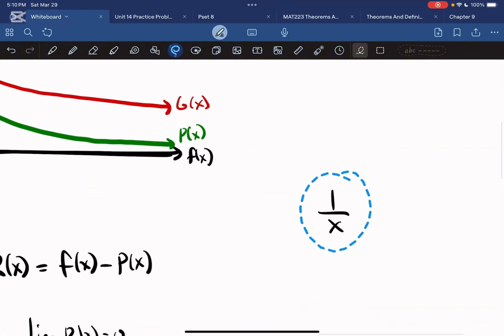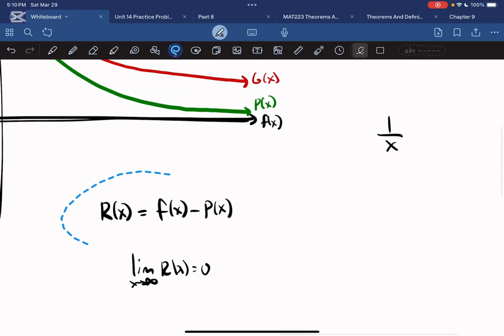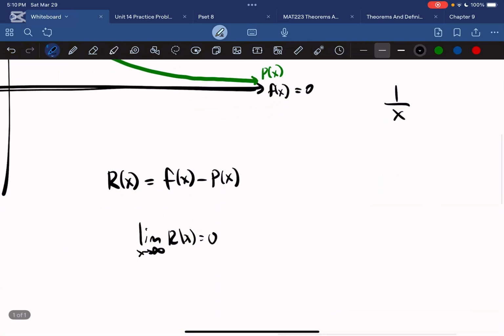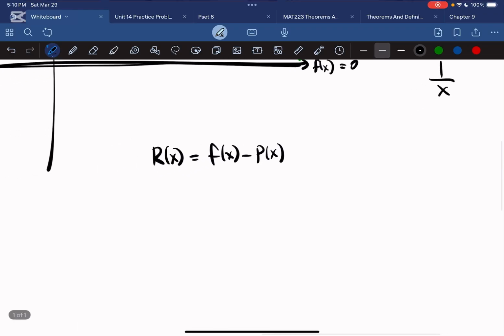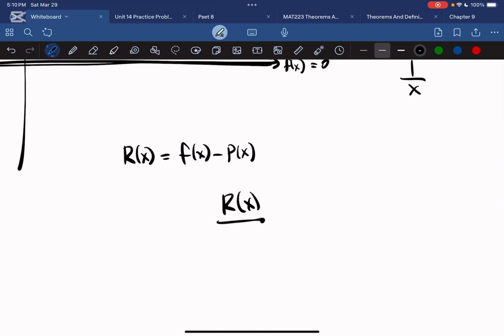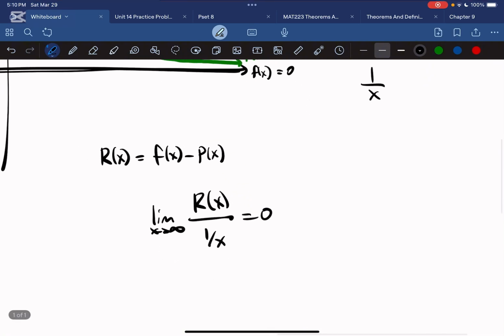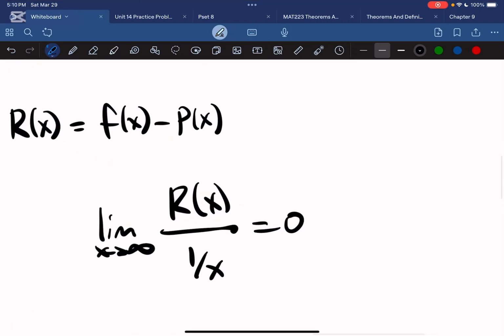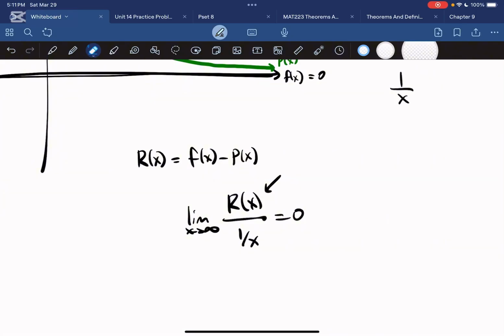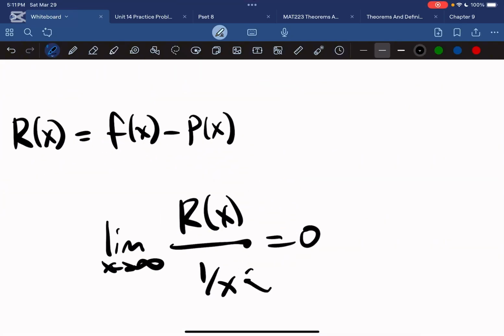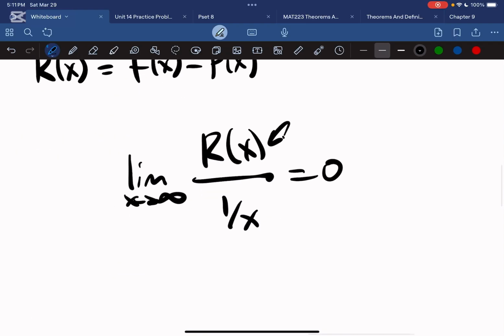And if we compare it to 1 over x, say r of x is a better approximation for f of x at x equal to 0 than 1 over x is. All right, so what does that mean? That means if we divide the remainders, r of x divided by 1 over x, as x goes to infinity, this should equal 0. Because if you think about it, this guy is going to 0 fast. He has to be going faster than this guy. So this guy should be 0.